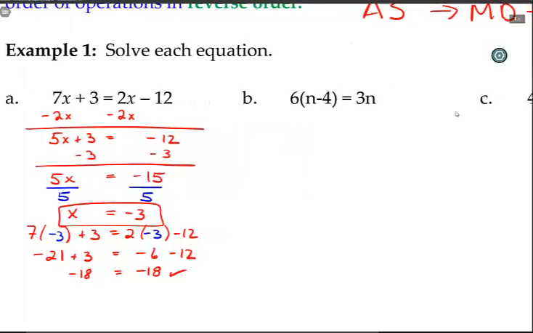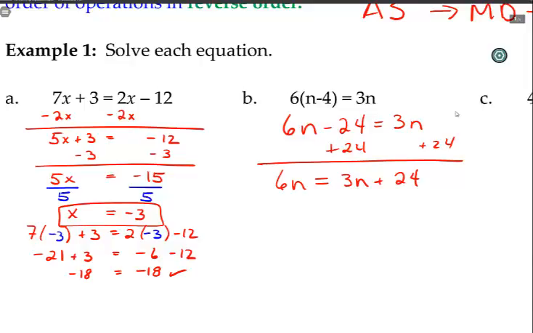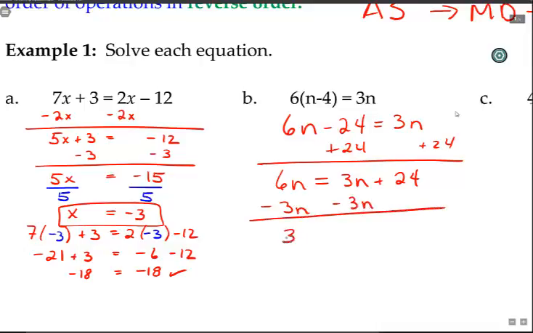Our next one presents us with an issue of distributing first. So 6n minus 24 equals 3n. I'm going to move the 24 over to the right. That gives me 6n equals 3n plus 24. I do this because it doesn't matter whether you move the numbers first or the variables first. I'm now going to subtract 3n from both sides. 3n equals 24 and divide by 3 to get n equals 8.